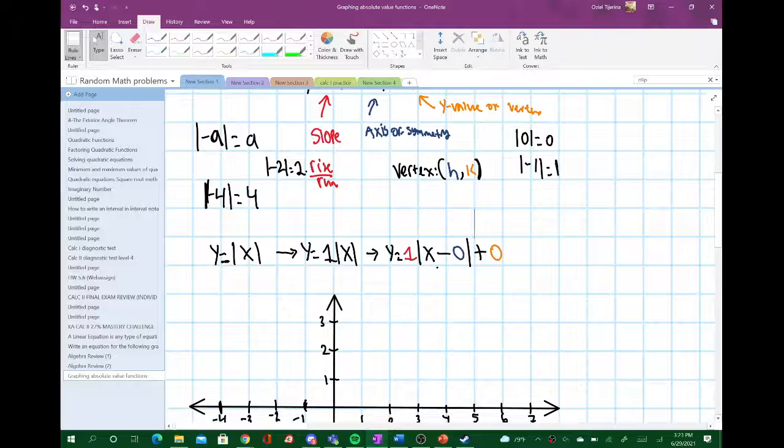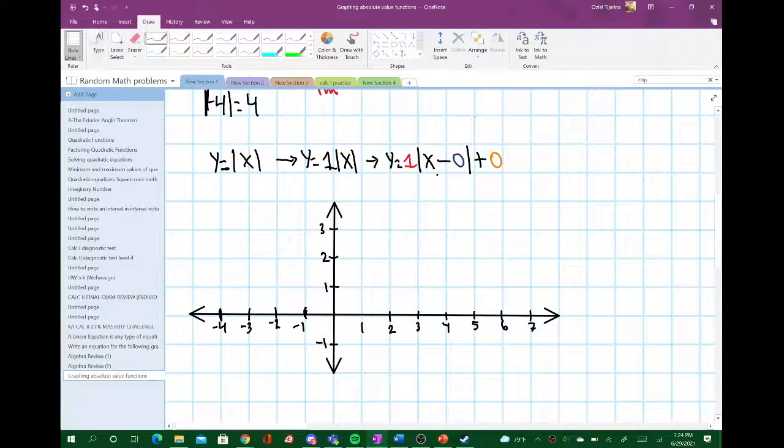But you can look at it this way as well, and you can say, well, the vertex is just h, k, right? Here, we know that this is h, and then over here is k, right? So the vertex, which is the middle of your absolute value function, is just 0, 0. So you're going to plot 0, 0 right here. And we know that the slope is 1, right?